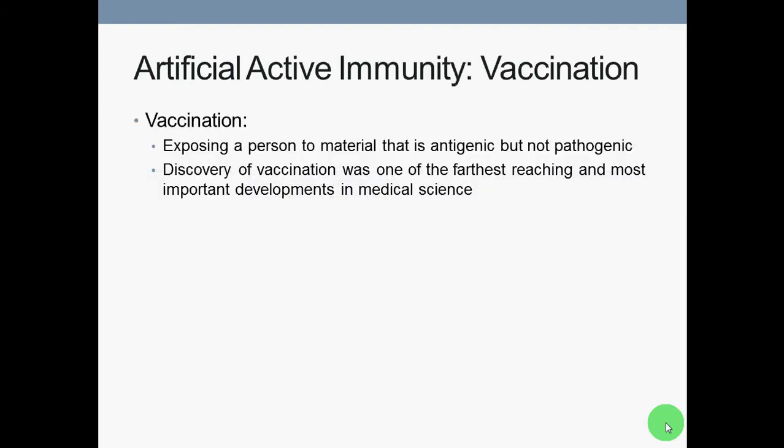Let's talk specifically then about vaccination, since that's the whole point of this lecture. Vaccination is defined as exposing a person to material that is antigenic, but not pathogenic. This is really, really key. This material causes an immune response, that's what antigenic means, but does not cause the disease that we're trying to protect the person against. It's not pathogenic.